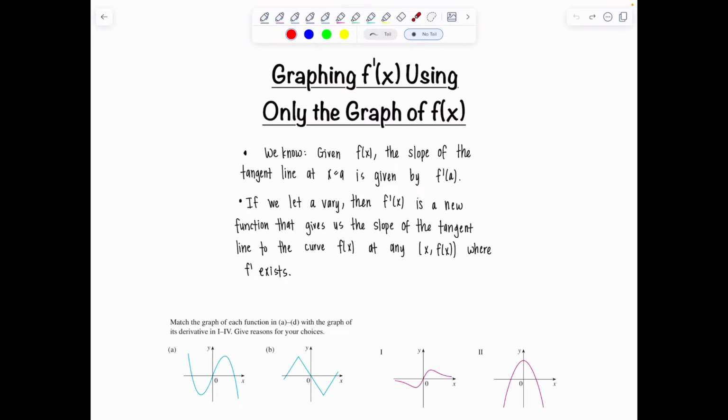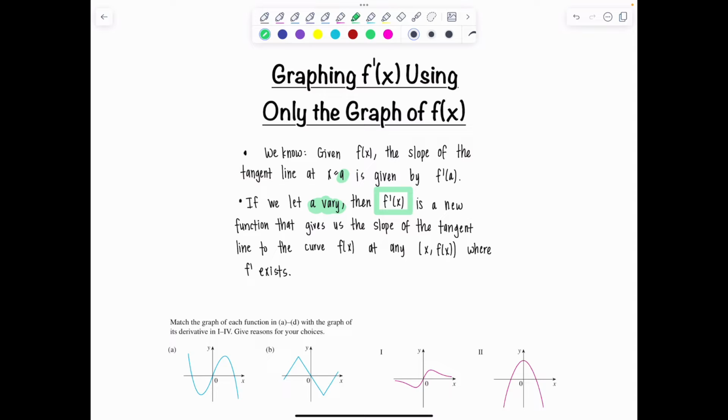Now, here's the idea. If we let a vary, meaning we're not holding this point fixed, then f prime of x is a new function. And that function gives us the slope of the tangent line to the curve f of x at any x, as long as the derivative exists there. So if we let that point a vary, we create a new function f prime of x, and that's what we're going to focus on graphing in this section.